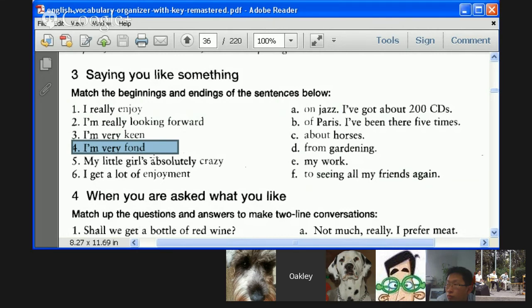I'm very fond of Paris. I've never been. Zero times. But you've seen it in a movie. Yeah. Okay. Fond of, keen on, look forward to. All very dependent on that preposition. You've got to have it. Okay, Jorge, number five.